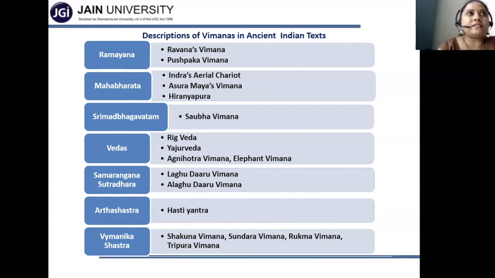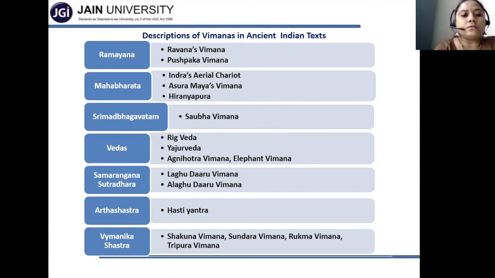But the question which comes to our mind is, how did all those things get lost as the eras passed by? And then we also have a description of Asura Maya's Vimana in Mahabharata. Then, as I already told you, the description of Hiranyapura. Then in Srimad Bhagavatam, we have Saubha Vimana.